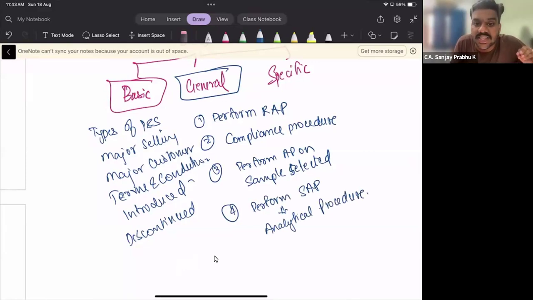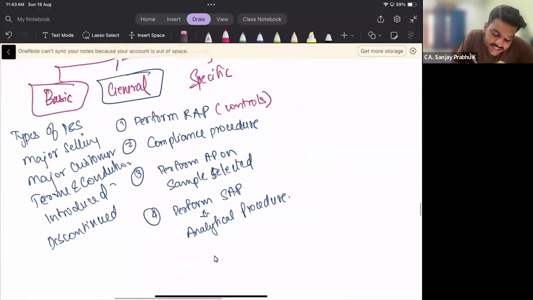First, he will perform risk assessment process. What do you mean by risk assessment process? Understanding the entity, its environment, control. You will understand what the controls are in relation to sales. Then you will go for compliance process. Once you understand the control, you will test the controls.